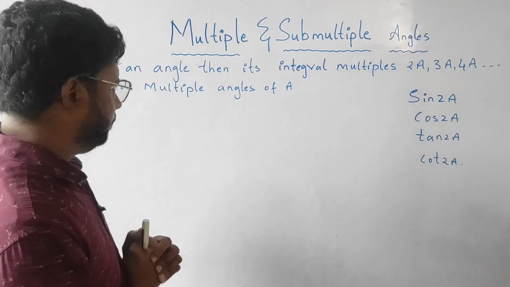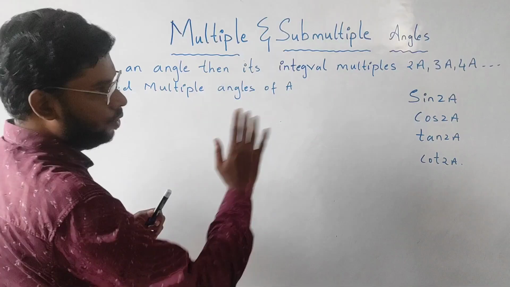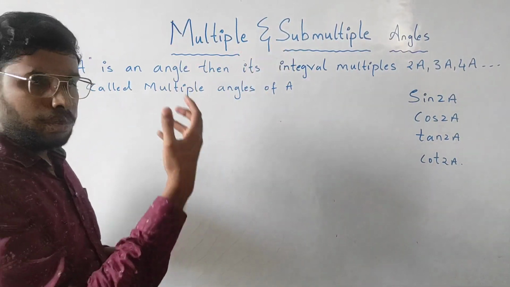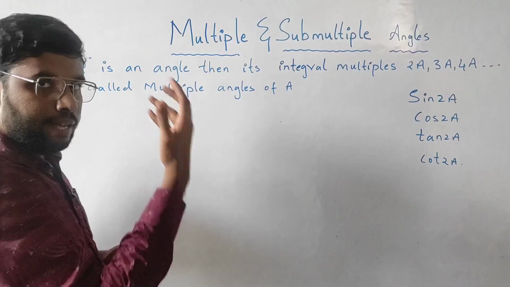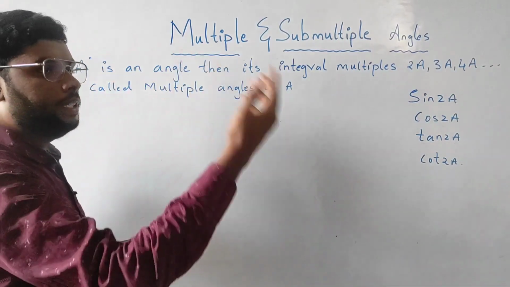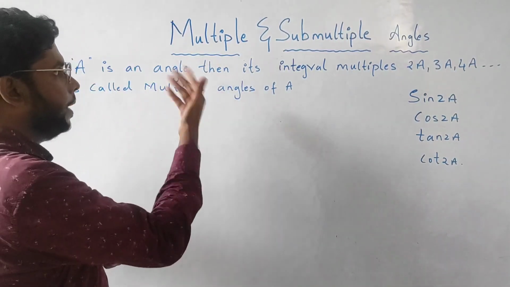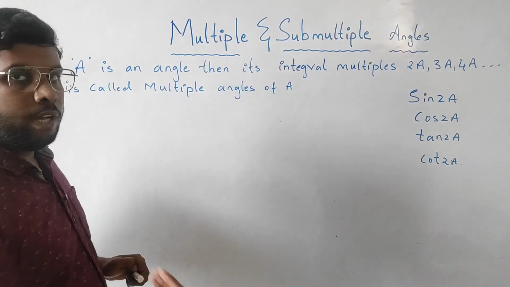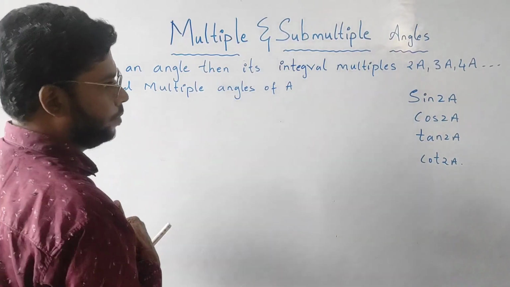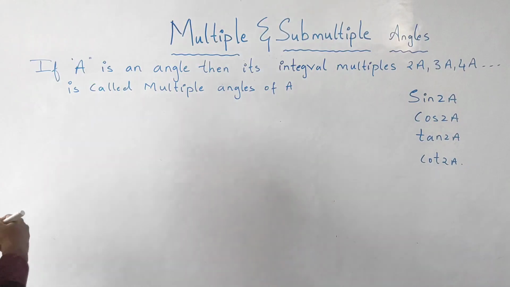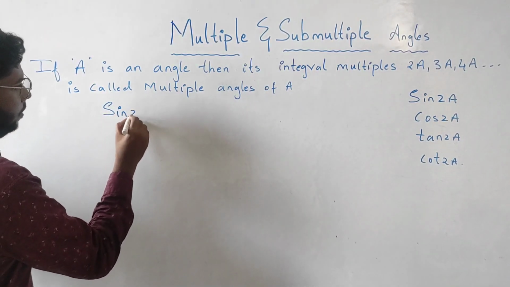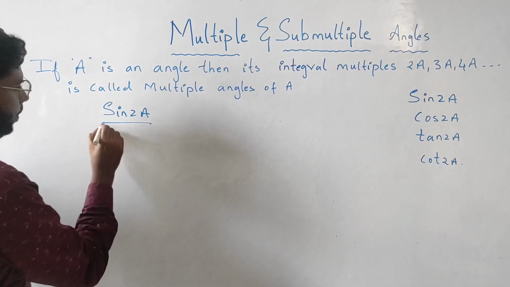Now let us see what the sin 2A formula is. I think now you have understood what multiple and submultiple angles are. If we consider an angle A and multiply it by an integral multiple, it is called a multiple angle of A, and if you multiply by a fraction like A by 2, A by 3, A by 4, and so on, it is called a submultiple angle. Now first let us consider the formulas for sin 2A.